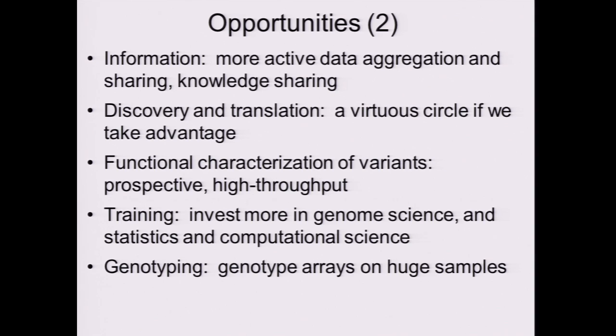And the last three I really haven't spoken of, but functional characterization of variants right now is ad hoc, post hoc, slow. We need something that's more prospective and high throughput. Training. We need to invest more in genome science. I think it's great that we're investing in more training for translation, but more for genome science, statistical, computational science. This is really inexpensive investment, but a very important investment.